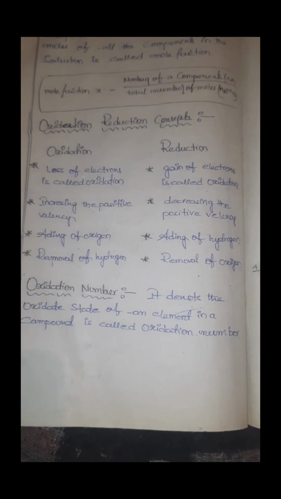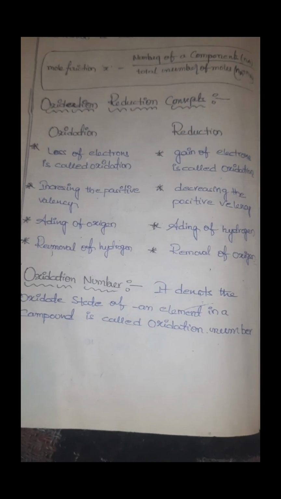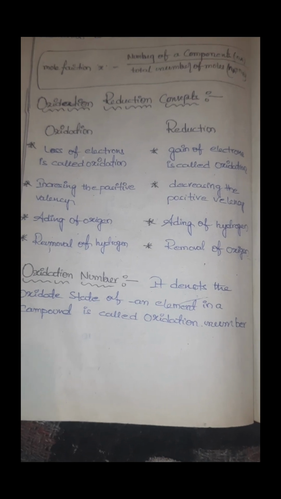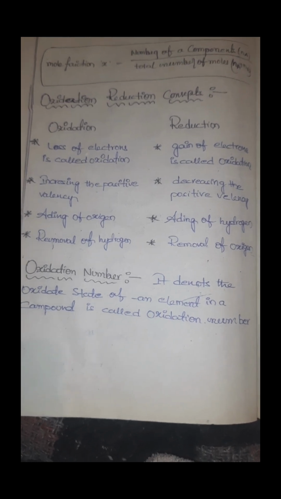When we find the oxidation number, we can easily find whether it is oxidation or reduction. So based on these definitions you have to remember. In this lesson mainly the second definition is important. Increasing the positive valency you have to remember, given the equation and the respective elements.